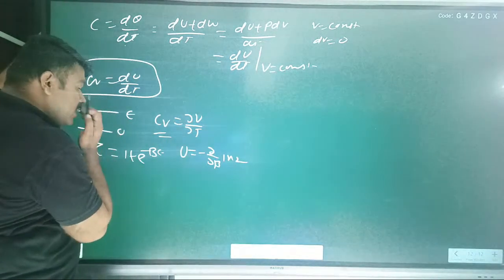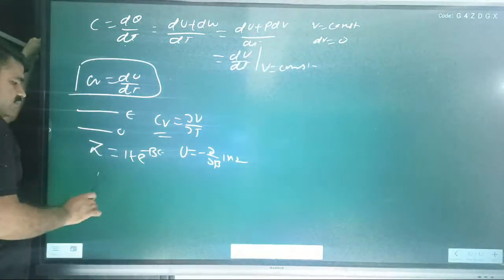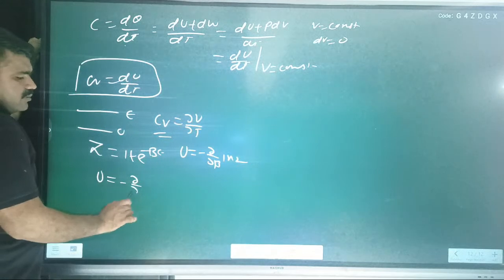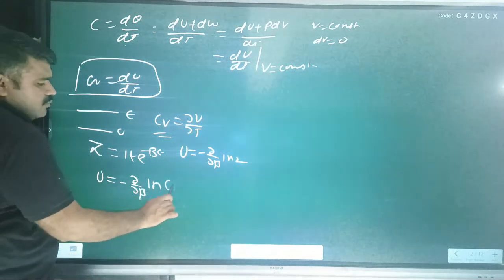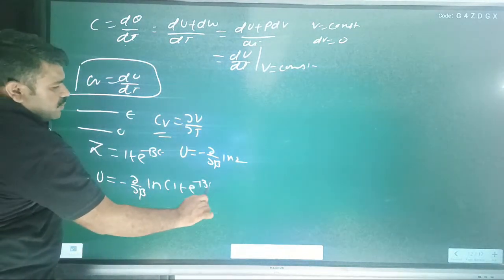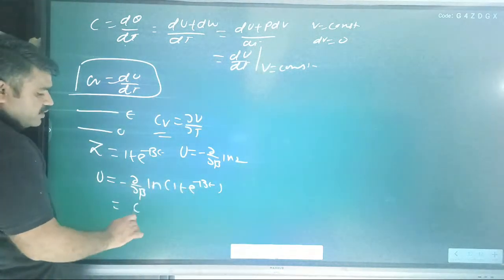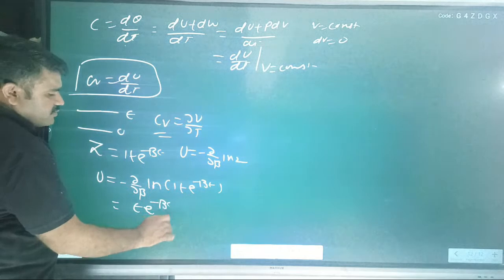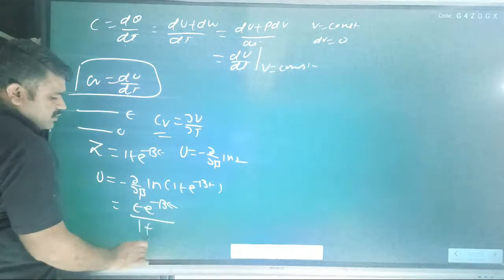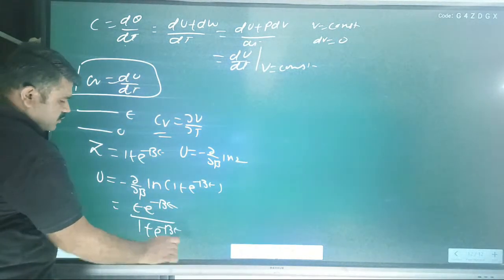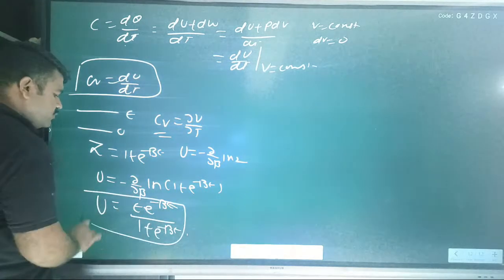Yes or no? What is the value of Z? 1 plus e to the power minus beta epsilon. Means U is equal to minus d upon d beta ln of 1 plus e to the power minus beta epsilon. And the derivative is equal to how much? Minus minus becomes plus, epsilon e to the power minus beta epsilon over 1 plus e to the power minus beta epsilon. Here, this is the average energy U.